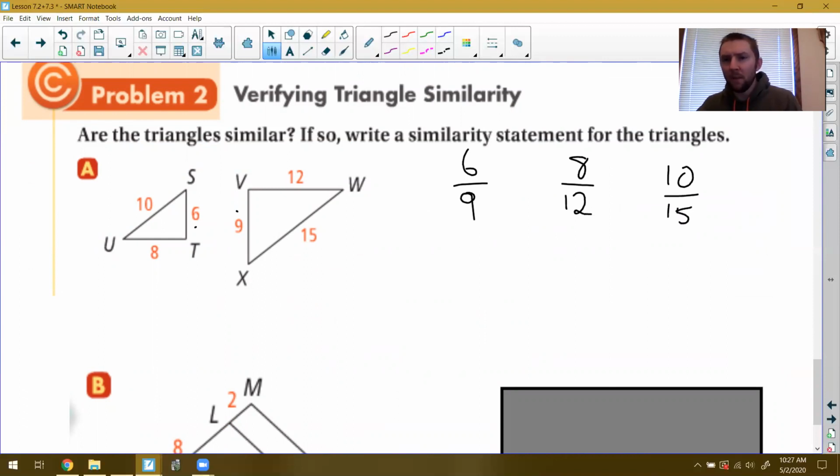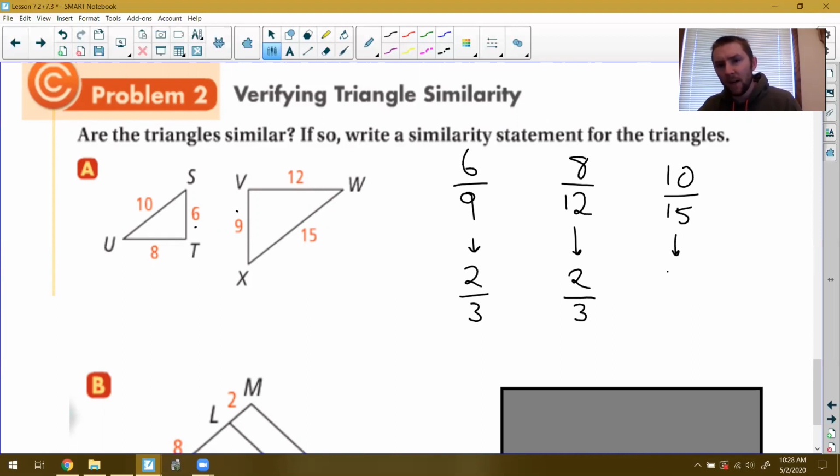So each of these can be reduced, right? I can divide 6 and 9 both by 3, and I get 2 over 3. 6 divided by 3 is 2, 9 divided by 3 is 3, okay? I can divide 8 and 12 both by 4. 8 divided by 4 is 2, and 12 divided by 4 is 3.